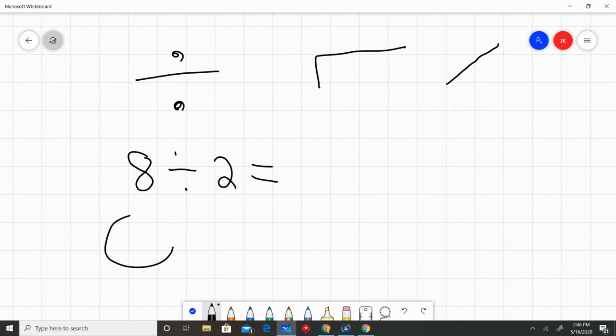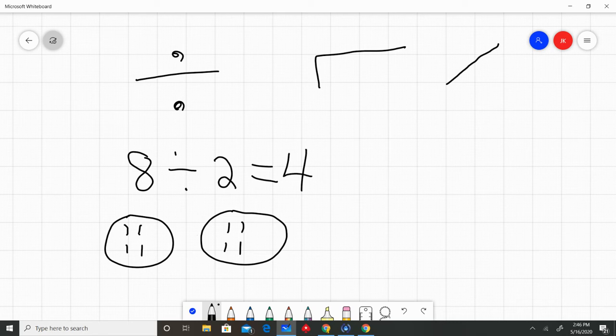Well, if I wanted to use a model, and again, hopefully we don't need to use models so much now. Hopefully we're feeling better with this skill. Just in case, we have 8 and we want to break it into groups. 1, 2, 3, 4, 5, 6, 7, 8. We'll see that we have 8 of those tally marks broken into 2 groups of 4. So 8 divided by 2, broken into 2 groups, will give me 4.